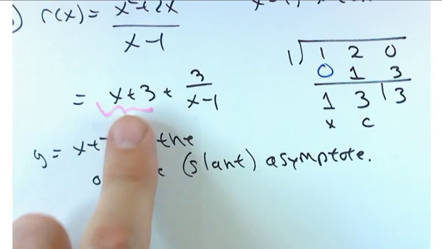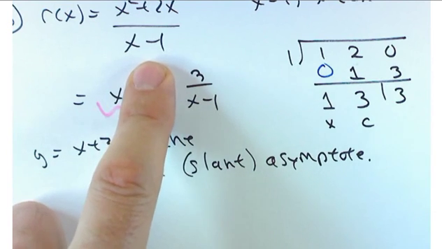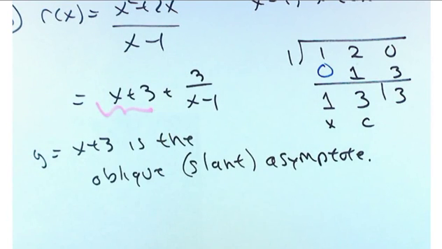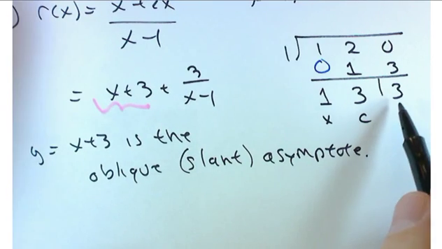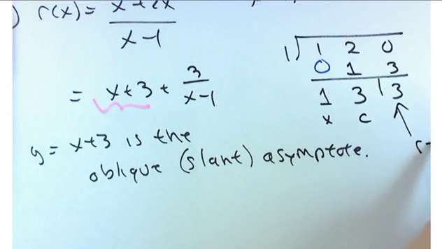Now, even though we have an oblique asymptote here, we still have a vertical asymptote. Question, yeah. Where did you get the 3 and the 3 over x minus 1? So this right here is your remainder.